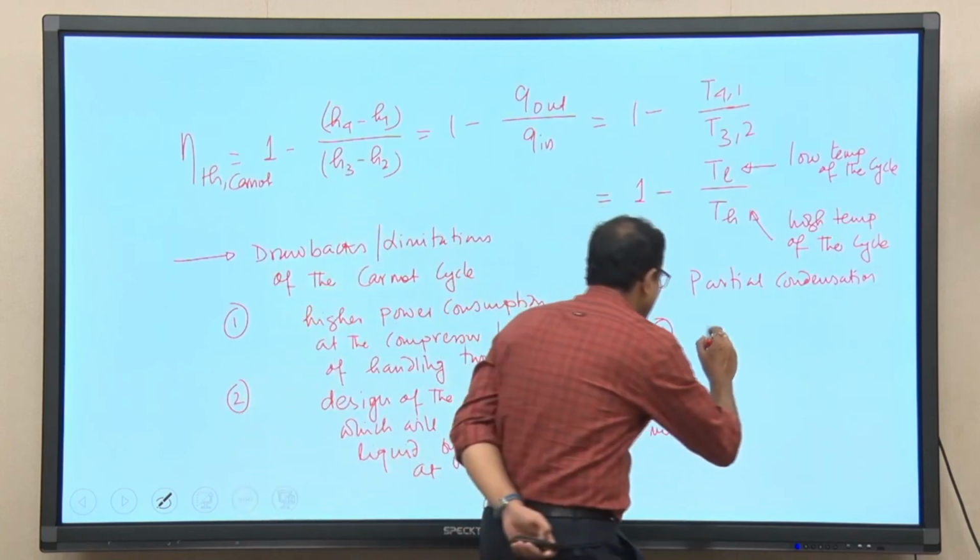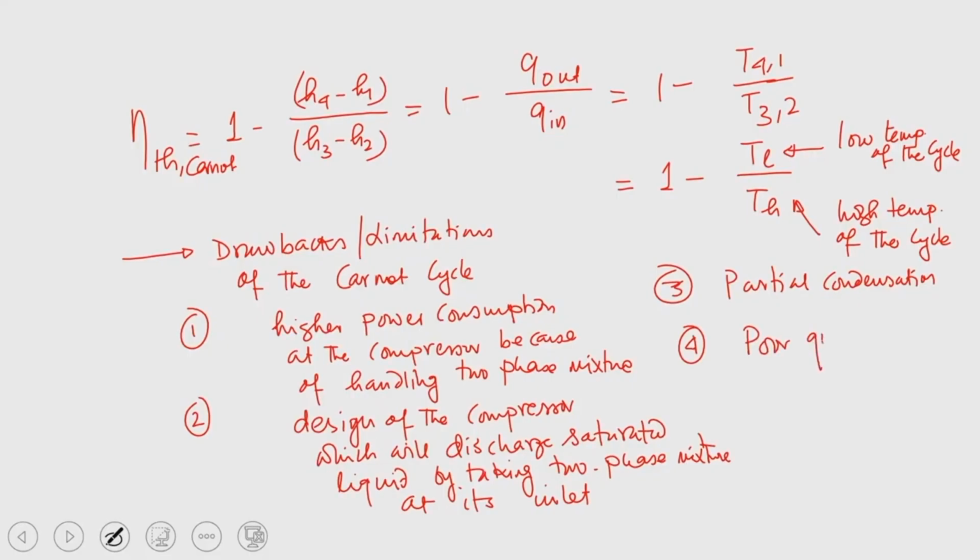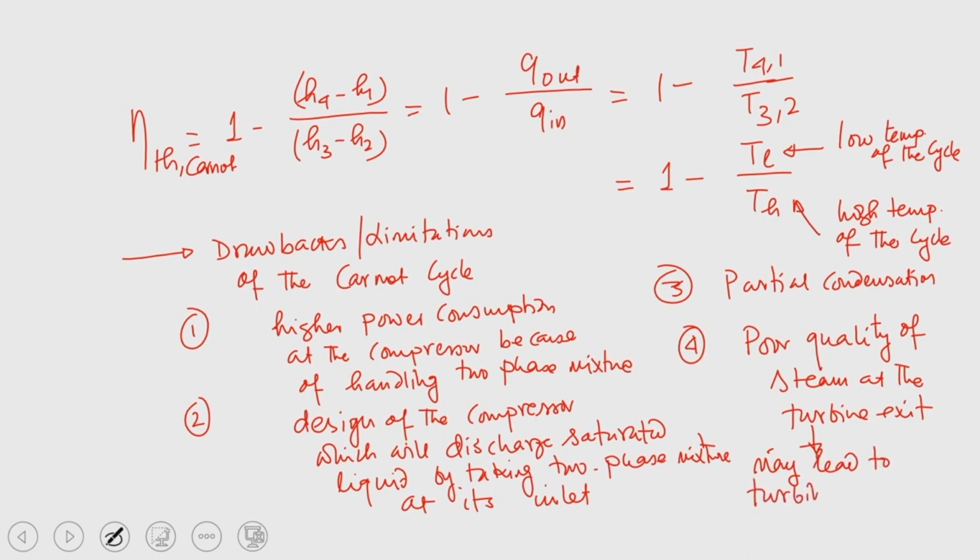So, poor quality of steam at the turbine exit, and it may lead to turbine blade pitting and erosion.